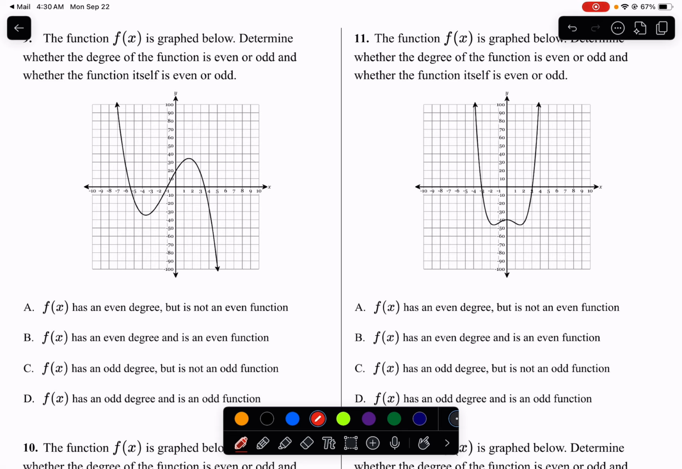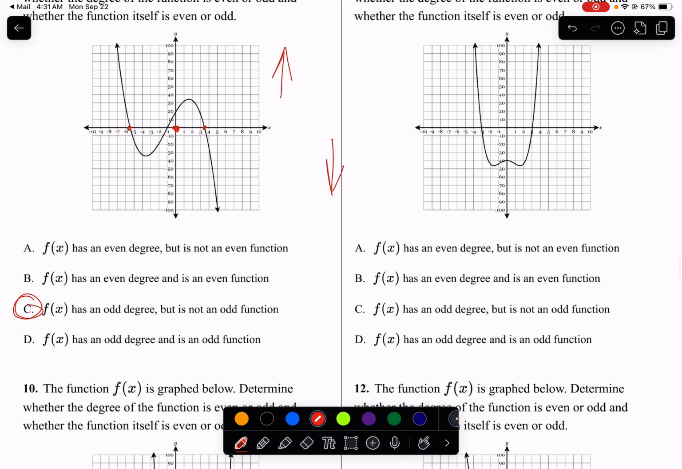we can see that this guy would be an odd degree, okay? We know it's an odd degree because the end behavior goes in opposite directions. This is a polynomial, just like we've been doing this unit. However, it's not an odd function, and the reason for that is, first off, it does not go through the origin. And second, it's not symmetrical about the origin either, right? Like, we can see this one goes through 5.5, but this one goes through 3.5. That's not symmetric about the origin there. So what we would say for this one is that it is an odd degree, but it's not an odd function.